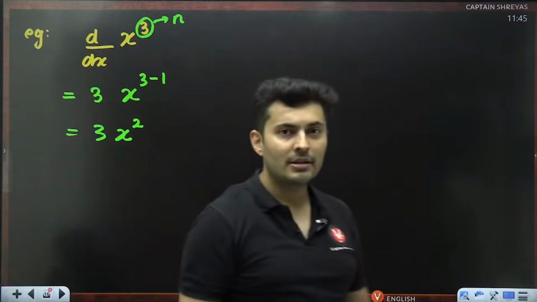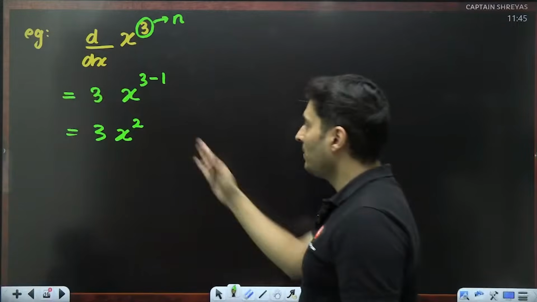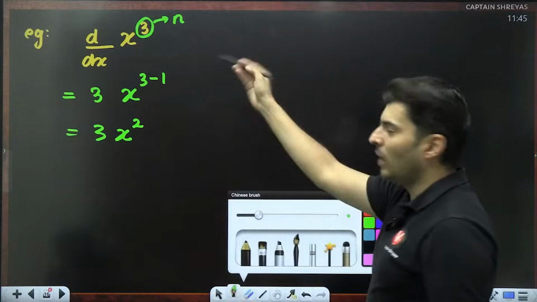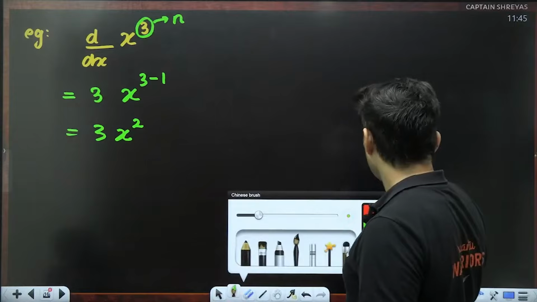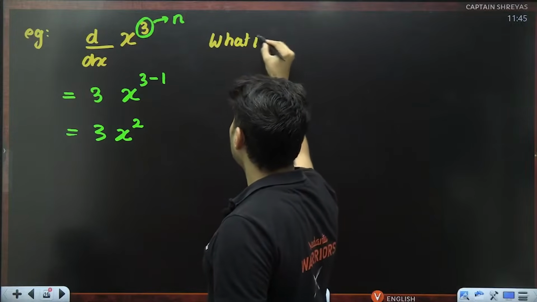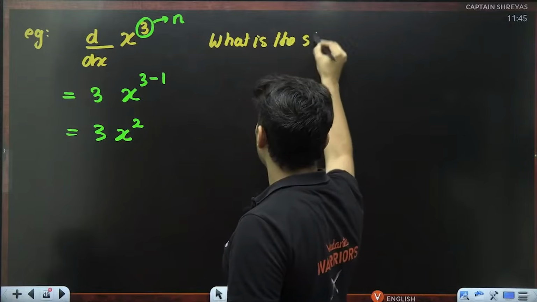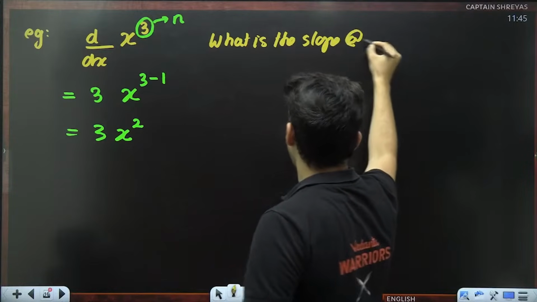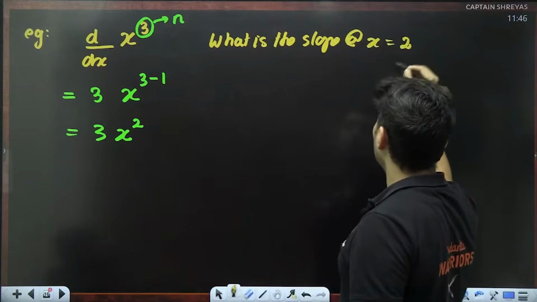That is the answer. Now you'll be like, okay sir, what is so magical about this? See, I don't know how the graph looks, but if the question asked you, what is the slope? What is the slope at x is equal to 2?